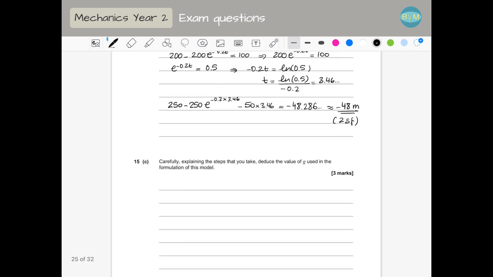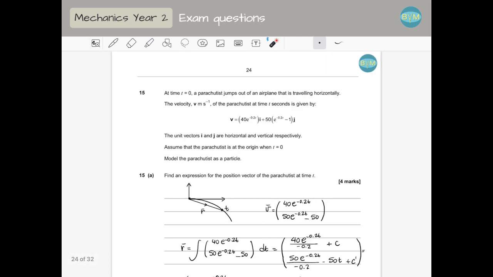And the next part says, carefully explaining the steps that you take, deduce the value of g used in the formulation of this model. So we have a parachutist that jumps out of an airplane that is traveling horizontally, and that means that it has no vertical velocity. Remember what I said at the beginning: we have displacement, velocity, acceleration. When we go this way, we integrate. When we go this way, we differentiate. So if we want to find the acceleration, we will need to differentiate the expression.